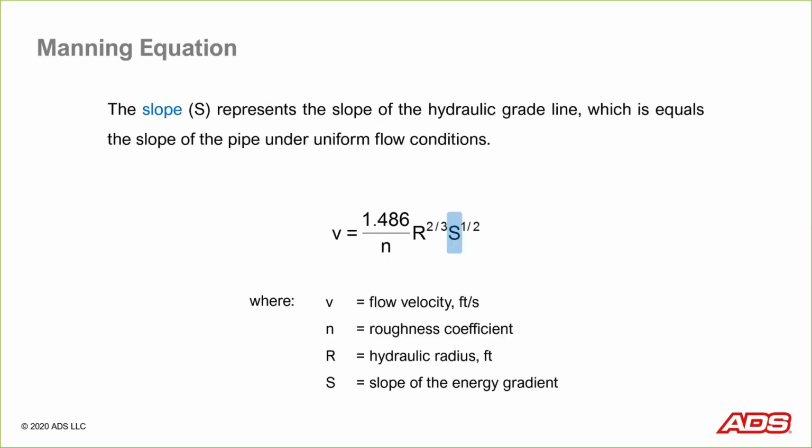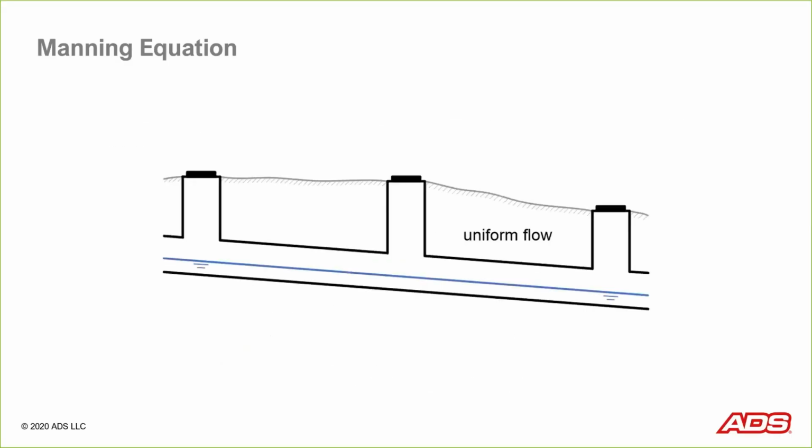Now, we talk about uniform flow here. What is uniform flow exactly? So here I've got an example. It's a profile view of a pipe. The flow is moving from left to right, upstream to downstream. And what you see is a representation of uniform flow.